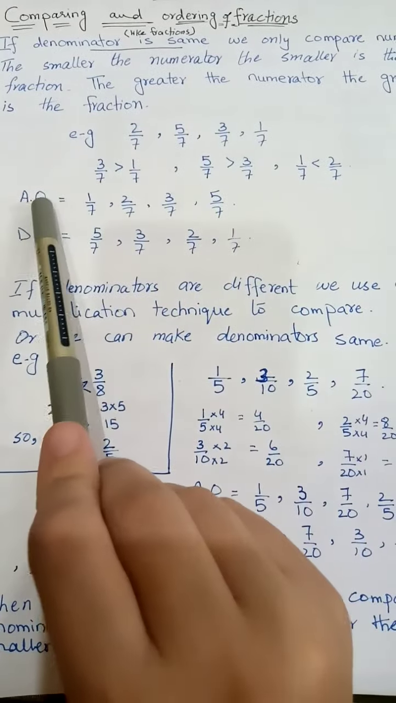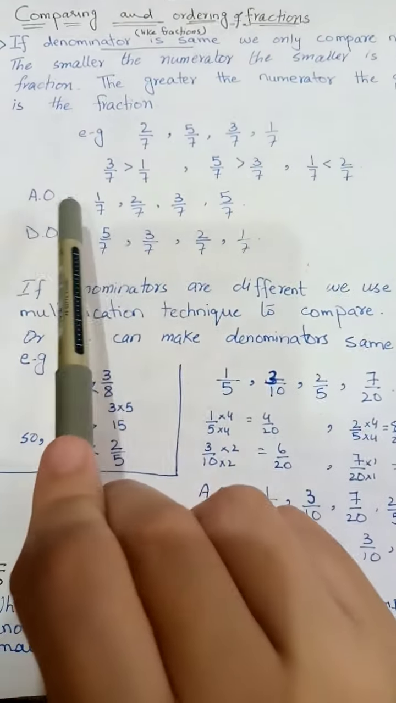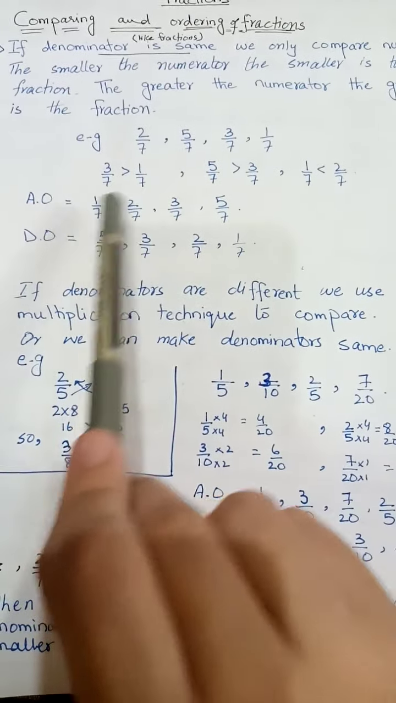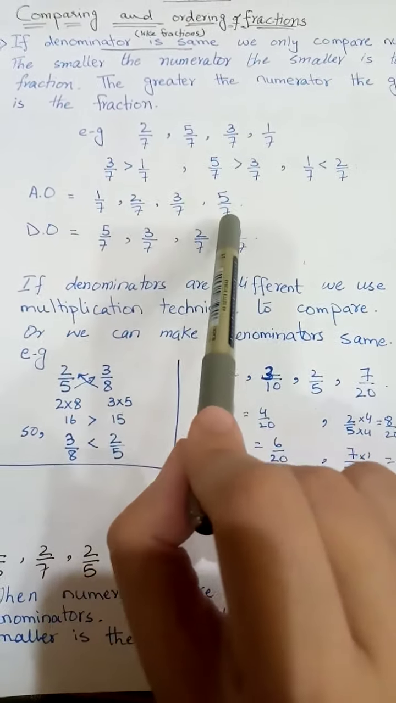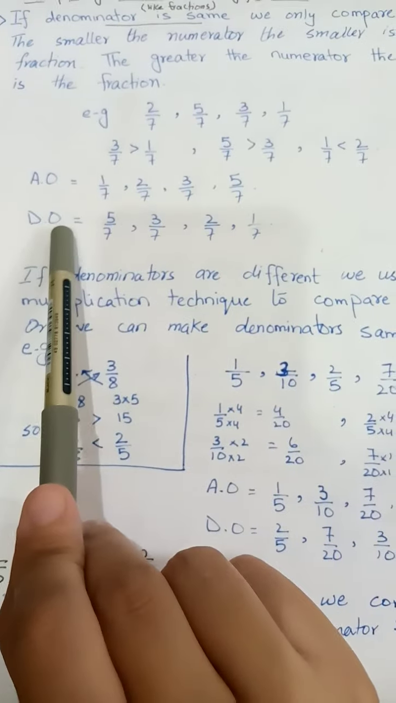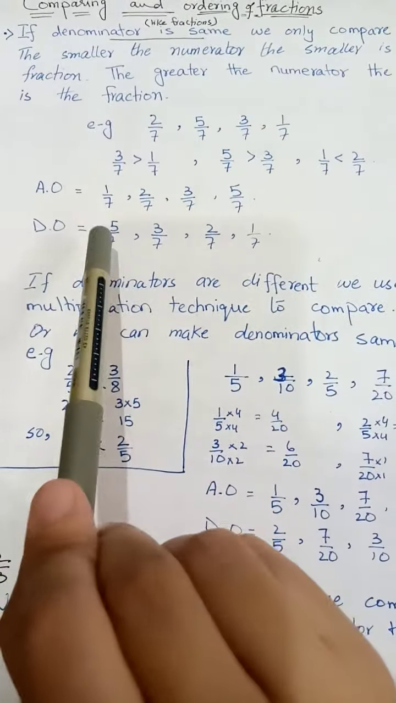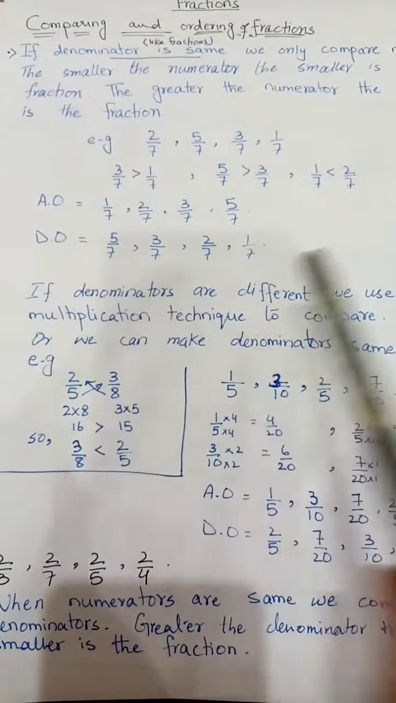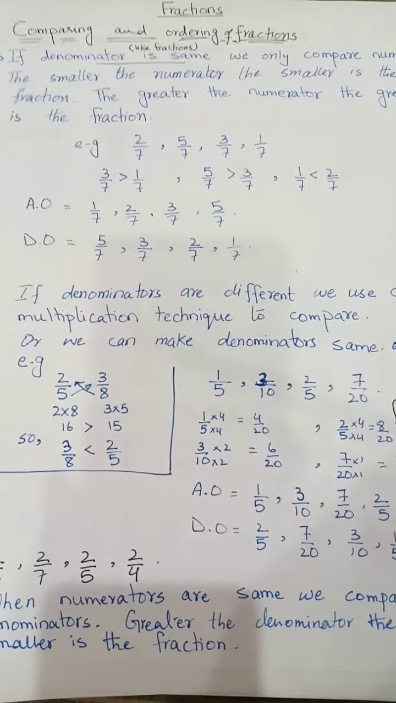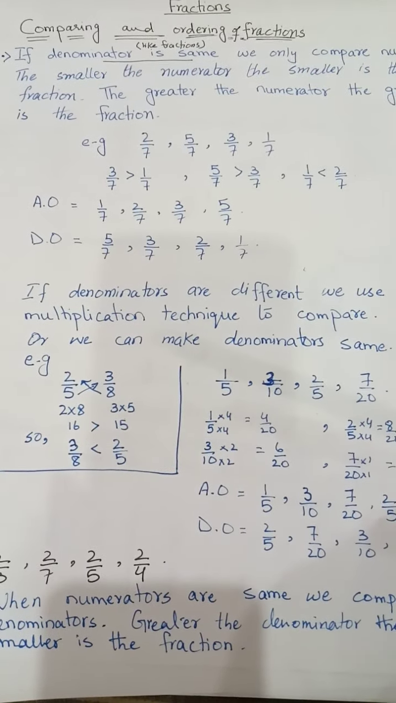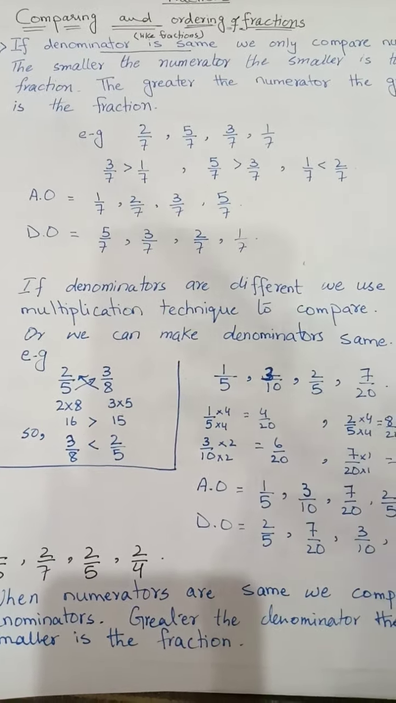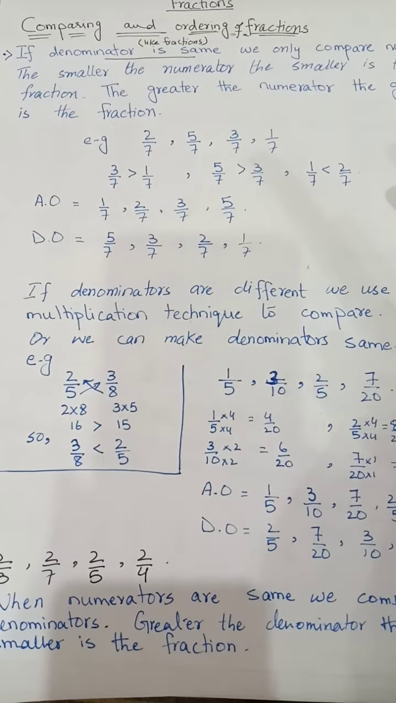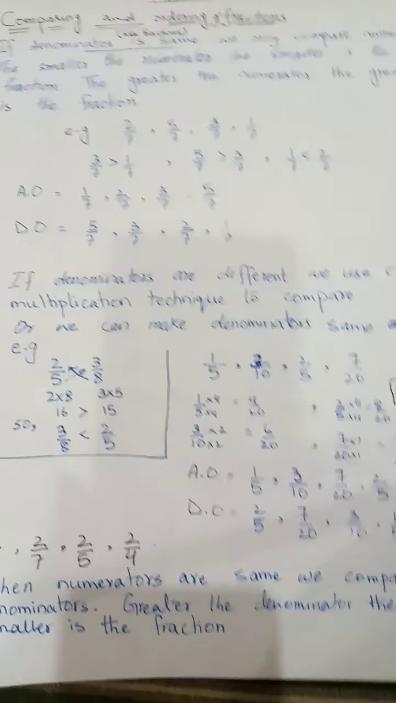Now ascending order, as we have discussed before, we go from smaller to greater, that is 1/7, 2/7, 3/7, and 5/7. And in descending order, we go in the opposite direction, from greater to smaller. This is how we can compare and arrange the fractions in ascending and descending order. So if like fractions are there, we follow this method.